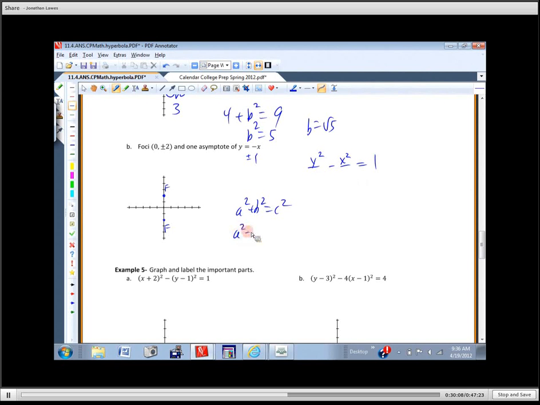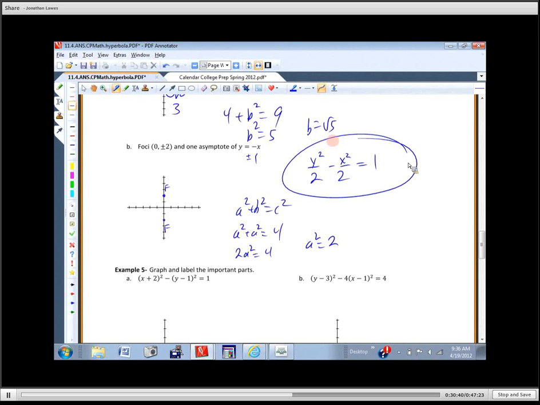So we could do a squared plus b squared equals c squared, and let's make them both a squared since they're both going to be the same. How far is it from here to here? 2. Square that, 4. So 2a squared has to equal 4. That means a squared is 2. If a squared is 2, what's b squared? 2. That's the equation.